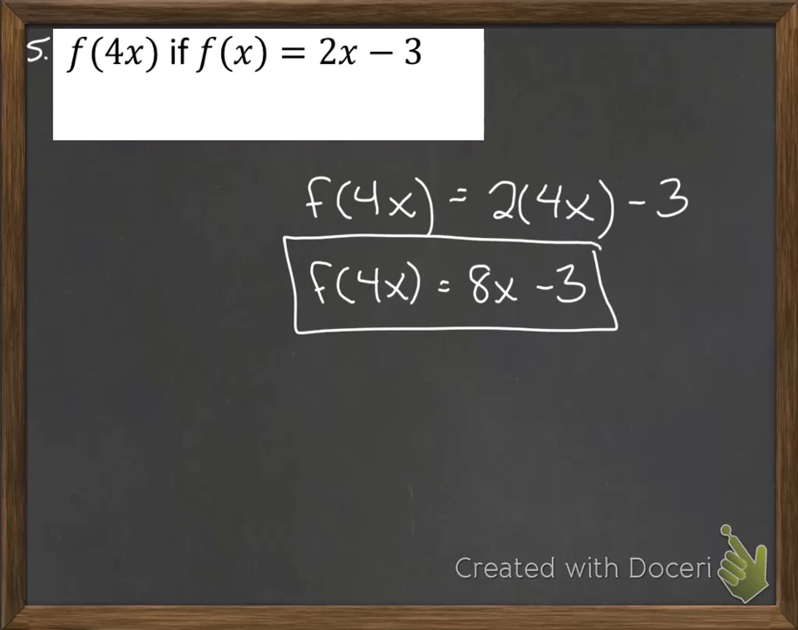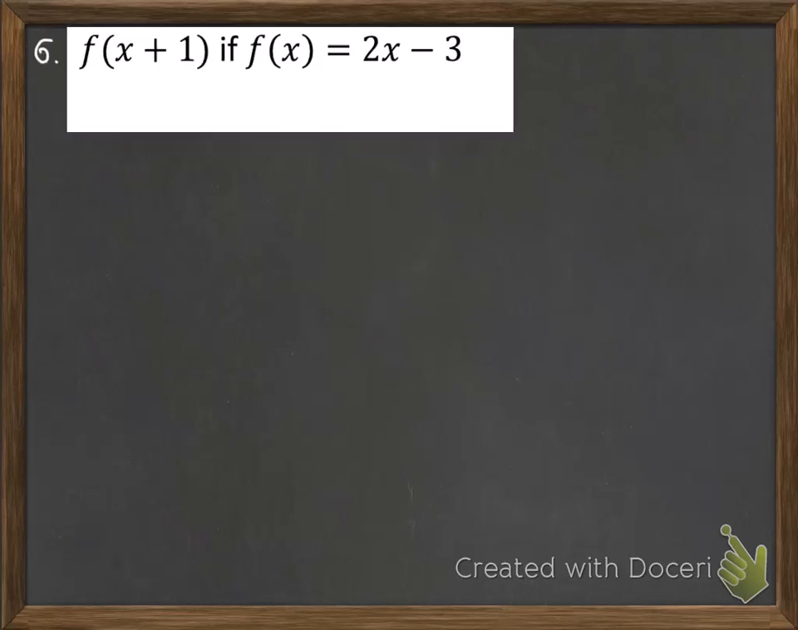And again, x is a variable. I have no idea what x is until somebody tells me. Nobody told me, so that's as far as I can go. And again, if you had to write that as an ordered pair, you could write it as 4x comma 8x minus 3. All right, let's do one more of these.